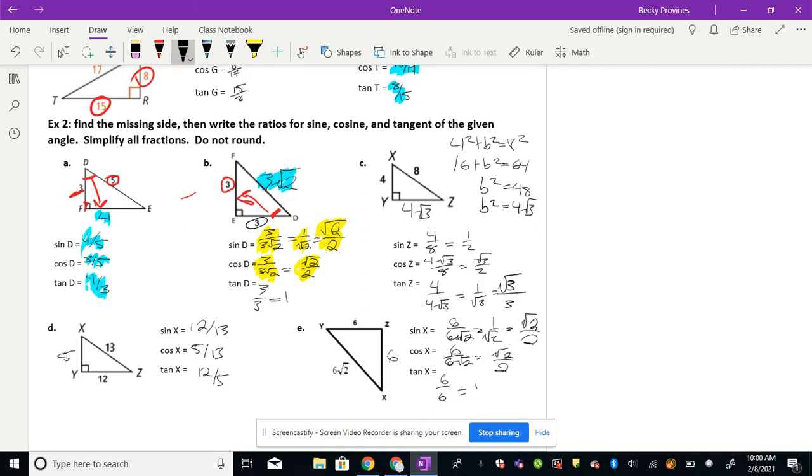All right. Lastly, we have the tangent of D. So we said that the opposite is going to be 3. The adjacent is also going to be 3. So we have 3 over 3, and that simplified is just going to be 1.